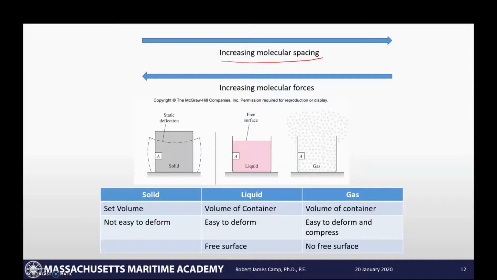The big difference between the three of them is, if we look at a solid, a solid has a set volume. All the molecules are holding together. They keep it in one shape. You can deform it. It's not easy to deform, but you can push on it and get a static deflection. A liquid will take the shape of its container. Liquids are very easy to form because they're really easy to move around.